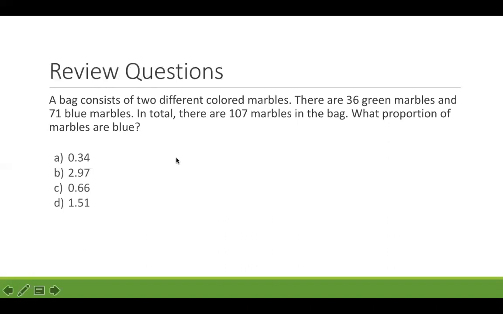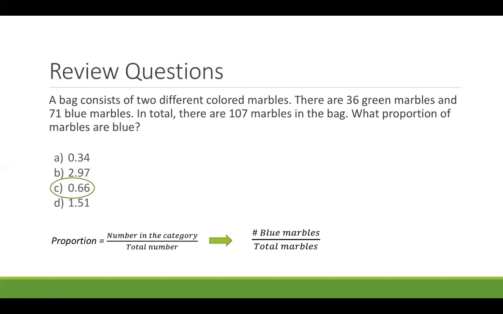All right, good. I'm going to go over it. If you couldn't get the answer, I'll go through a description of it in a second. C is the right answer. The formula for proportion is the number in the category over the total number, which we just reviewed in the last slide. So that would be the number of blue marbles over the total number of marbles, which is 71 over 107, which comes out to 0.66.